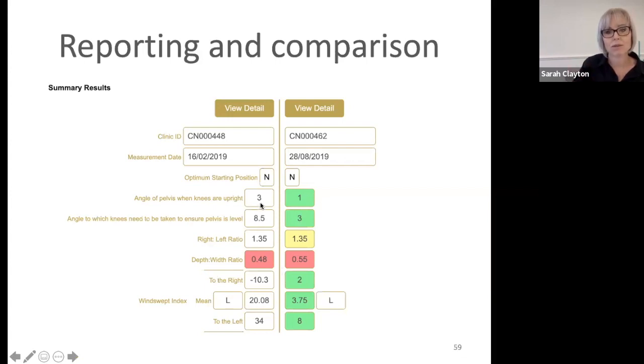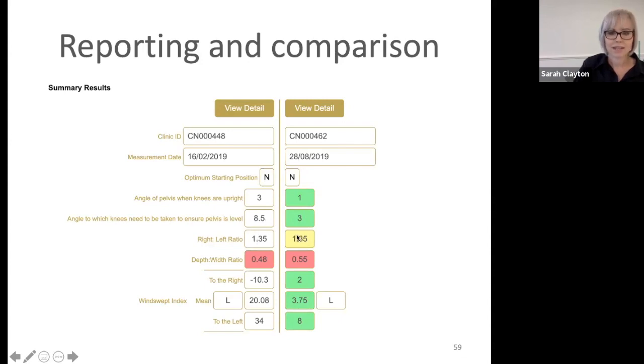If I want to go into detail on the website, I can click on view detail and go into all of the different numbers, but these are my big numbers. These are the things I'm most interested in. The angle of the pelvis when the knees are upright, 3 degrees. The angle to which you have to take the legs, 8.5. And I can see that 6 months later, it's only 1 degree, and it's 3 degrees that I need to take the legs rather than 8.5.